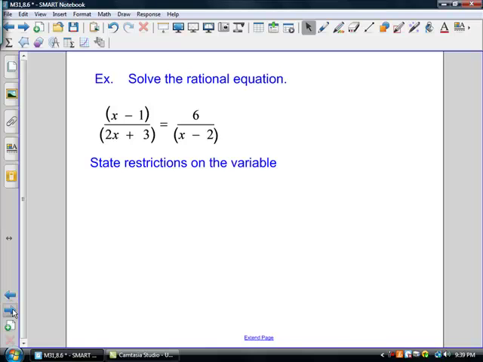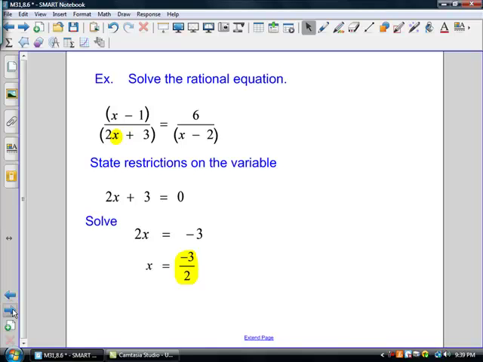To solve a rational equation includes finding restrictions or restricted values on the variable. To find restrictions, we set each variable expression for each denominator equal to 0, and then solve for x. Solving for x, by subtracting 3 from both sides of this equation, we have the restricted value, negative 3 halves.